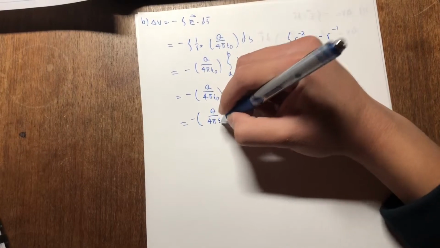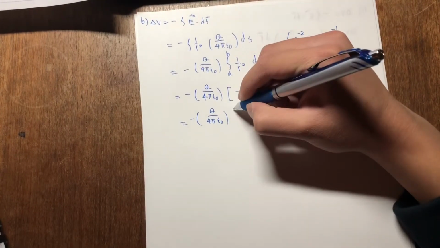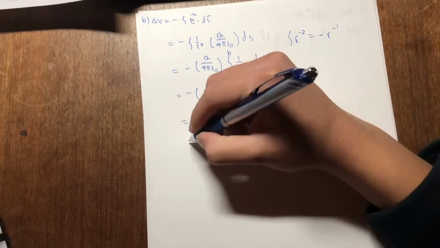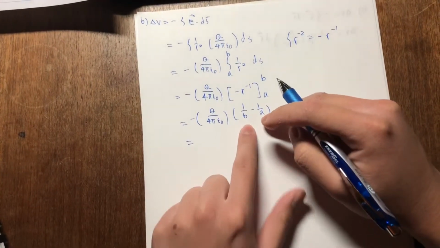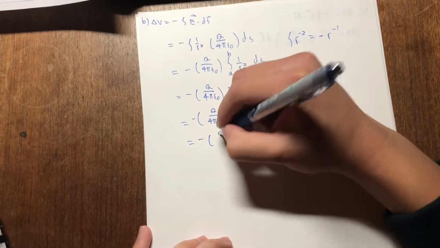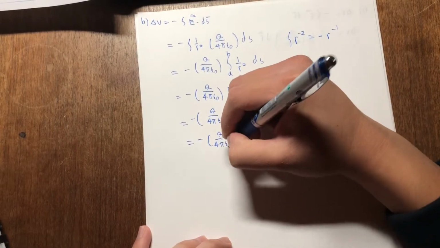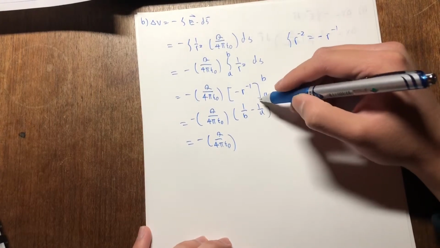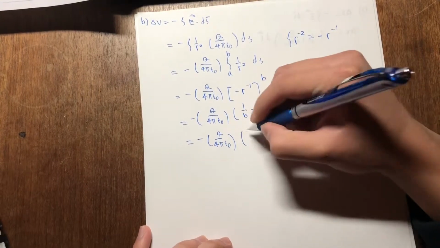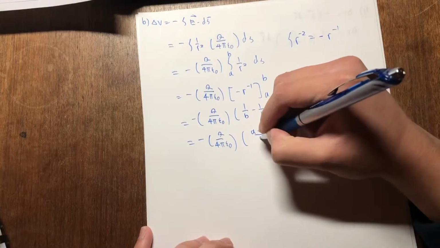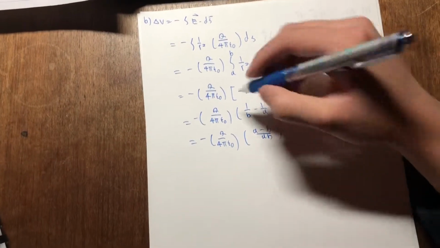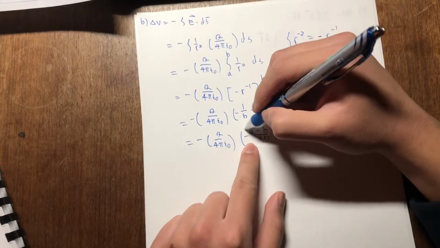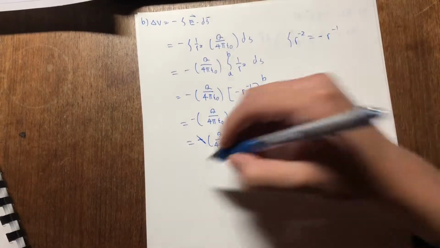Negative q over 4 pi epsilon multiplied by 1 over b minus 1 over a. Do a little fraction addition, subtraction. Basically multiply both top and bottom by a, and over here top and bottom by b. You can add them up. You end up getting a minus b over ab. And also, I should have mentioned, the negatives here and here will cancel out.